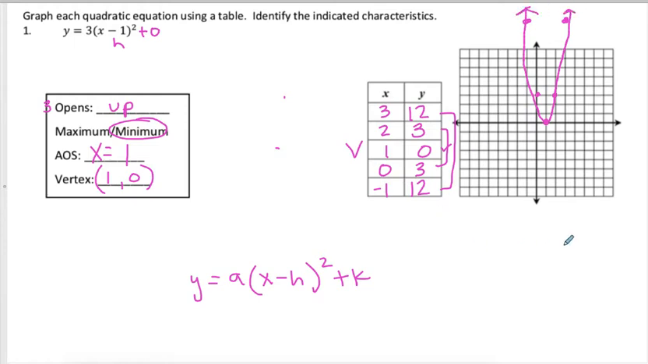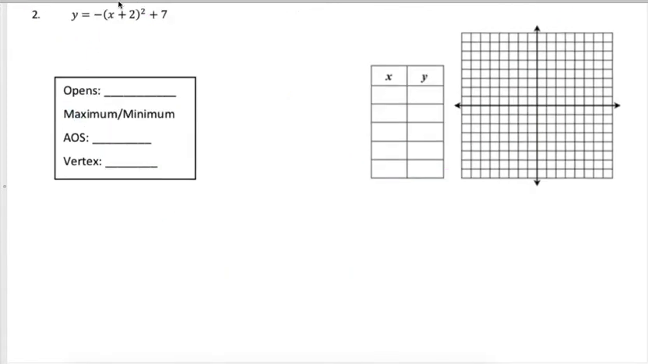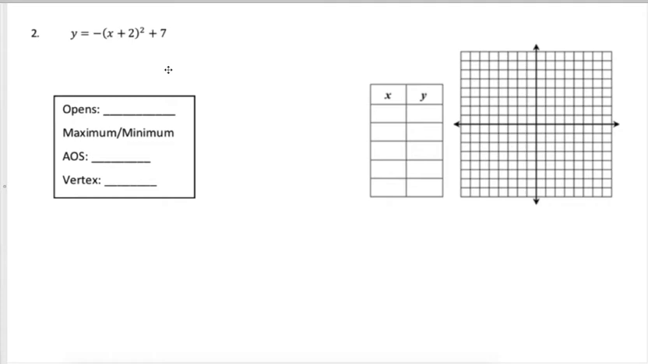All right, so this is our first quadratic in vertex form. We're going to have standard form and vertex form. We want to make sure that we recognize the difference, and the parentheses, biggest giveaway. Let's try number 2. All right, so we are given y equals opposite of (x plus 2) squared plus 7.